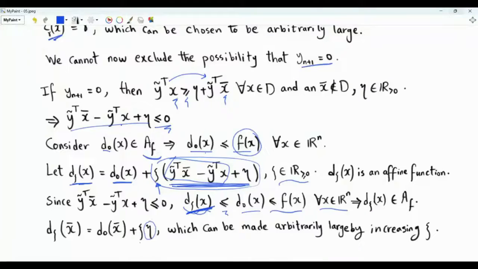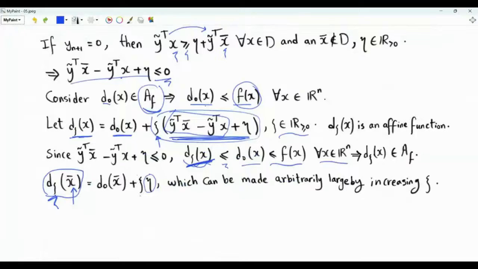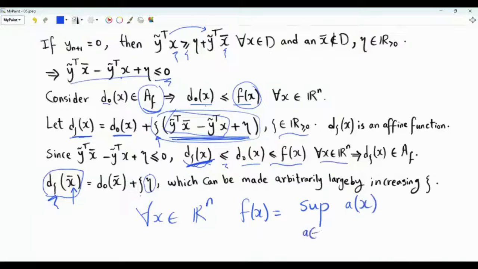Eta is a positive number. Zeta is a non-negative number, and it's arbitrary. For every non-negative zeta, d zeta of x is in the set AF. We can choose zeta to be as large as we wish. Consequently, there are affine functions in the set AF. Those affine functions can be made arbitrarily large when evaluated at x bar, which is not in the effective domain of function f. This finishes the verification that for every x in R^n, f of x is indeed the supremum of the affine functions that are in the set AF, the set of affine functions that are global underestimators of f of x.